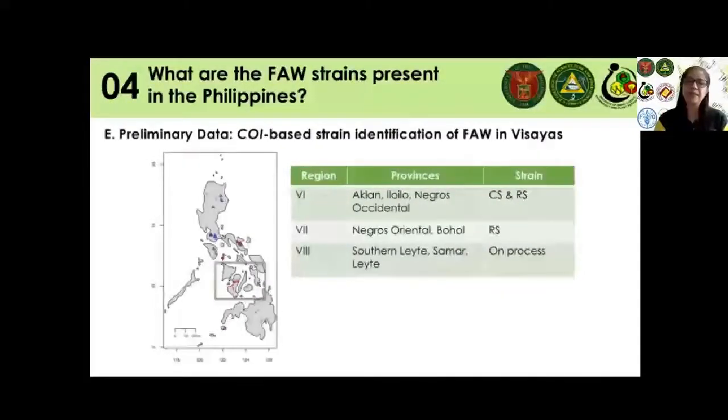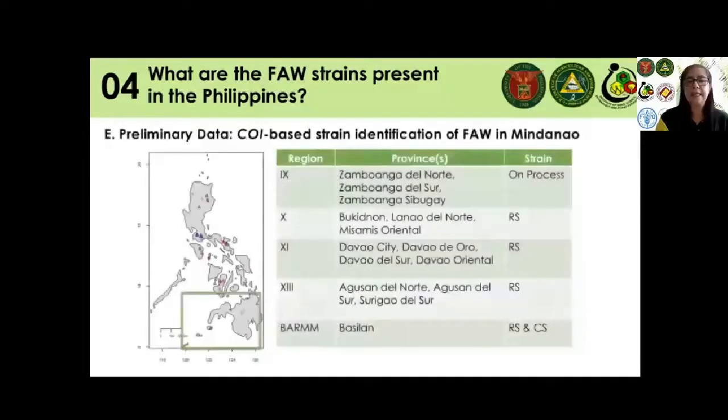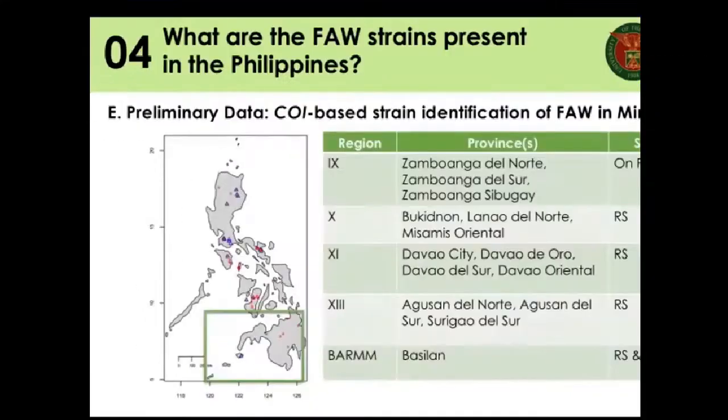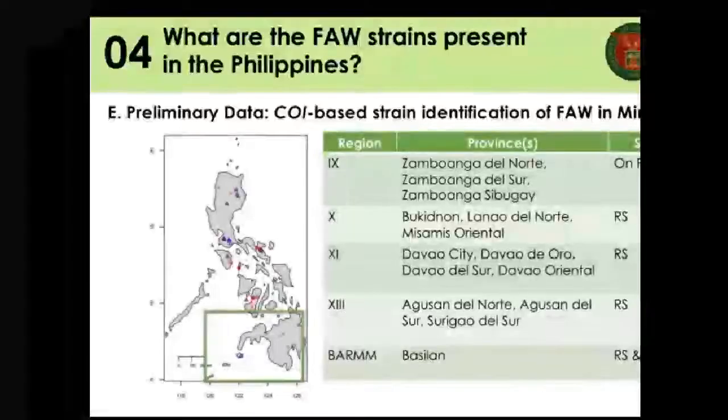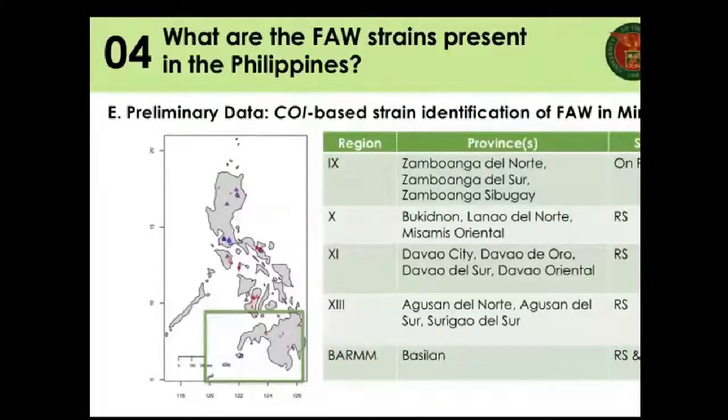This slide represents the samples gathered from Visayas. Based on our partial analysis, most individuals are rice strain, while only a few are corn strain collected. Lastly, this slide shows some FAW specimens gathered from Mindanao. Likewise, rice strain individuals are more frequently observed than the corn strain.